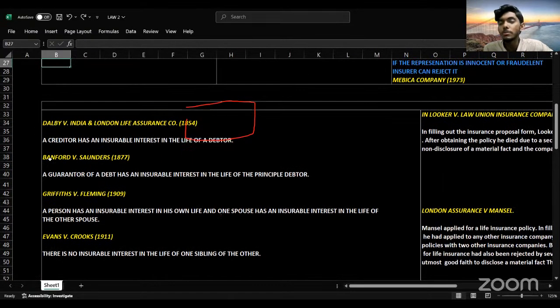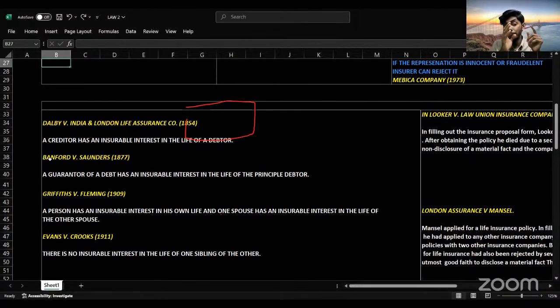A husband has an insurable interest over the wife, and the wife has an insurable interest over the husband. Because for a husband, the existence of the wife is an economic advantage. Sometimes she does a job, which is an economic advantage. Even if it's at home, she is contributing economically. For the wife, the existence of the husband is an economic advantage, and if something happens to the husband, the economic disadvantage is for the wife. So there is an insurable interest.